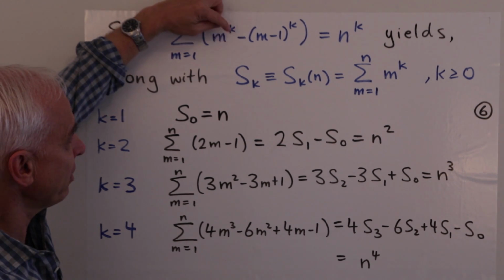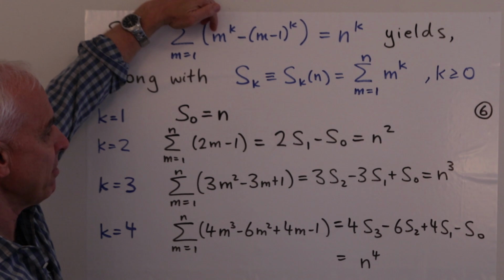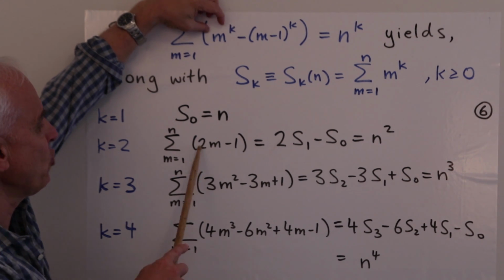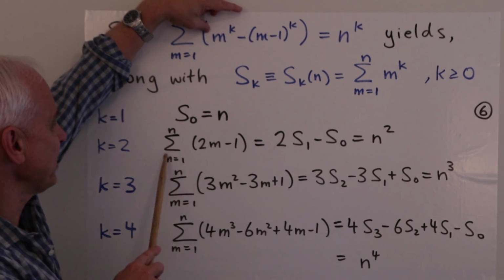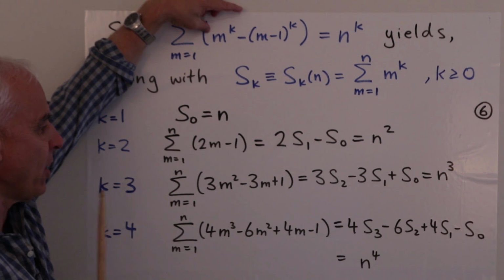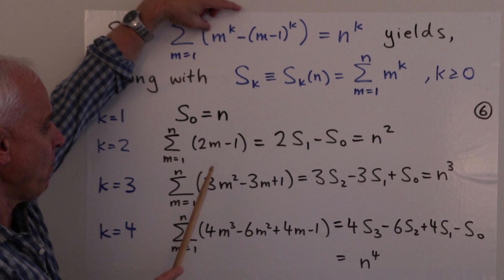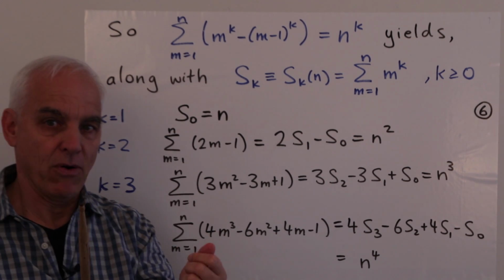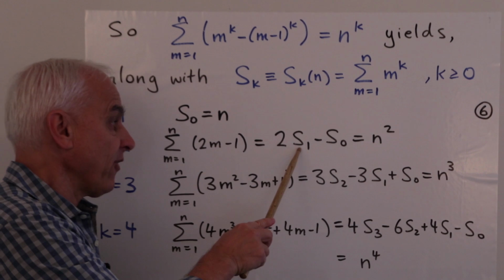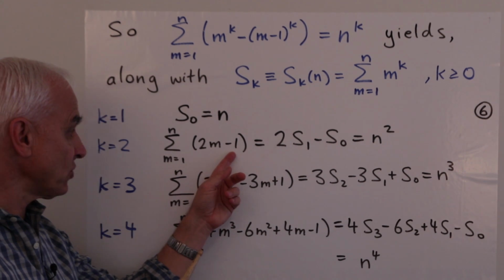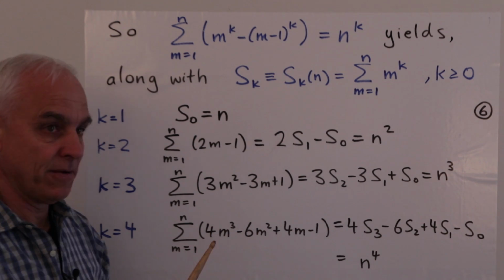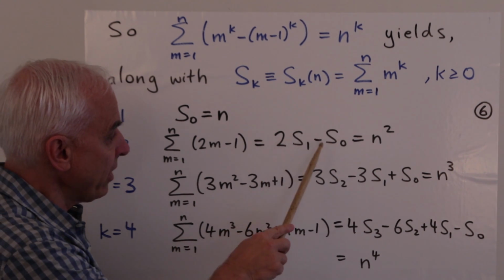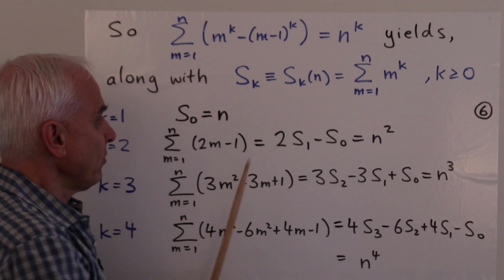So here's m squared minus (m minus 1) squared. From the binomial expansion of (m minus 1) squared, this quantity inside here is going to be 2m minus 1. And so we're summing that from m equals 1 to n. What are we going to get when we sum that? Well, we're going to get 2 times the sum from m equals 1 to n of m. That's the sum of the first powers from 1 to n. That's what we're calling s1. And the minus 1 means we're going to get the sum s0 again. So this telescoping thing in the case k equals 2 tells us that 2s1 minus s0 is the right-hand side, which will be n squared.